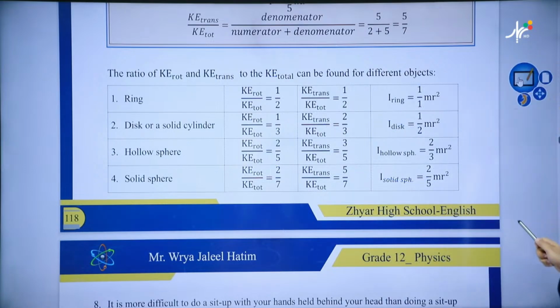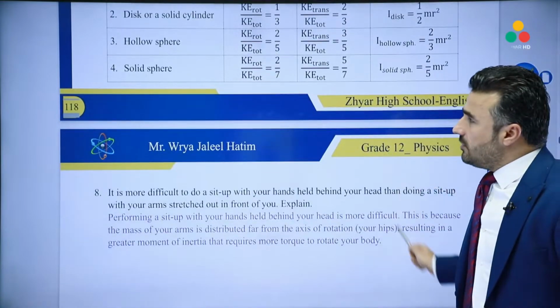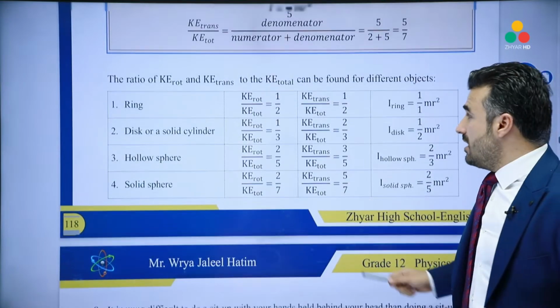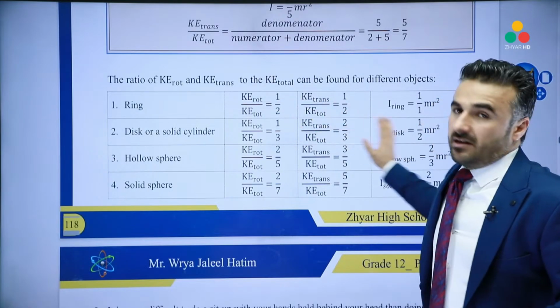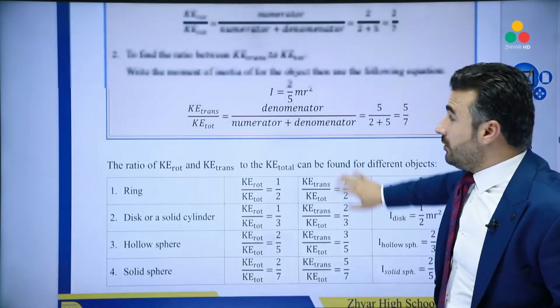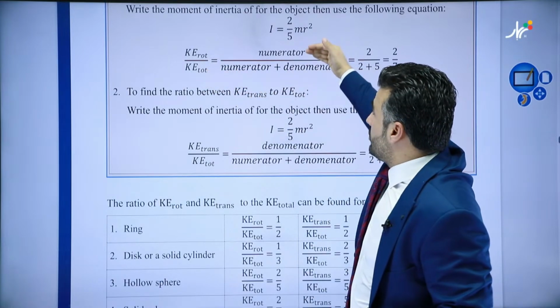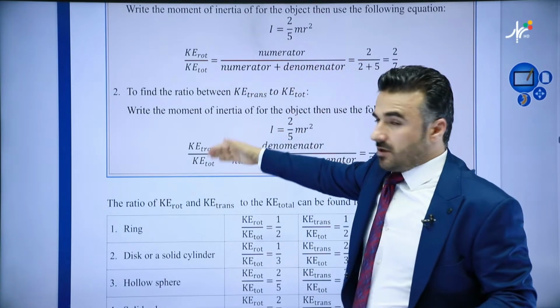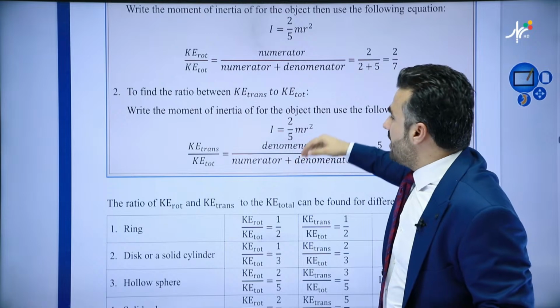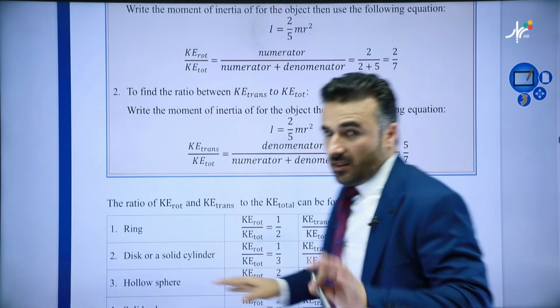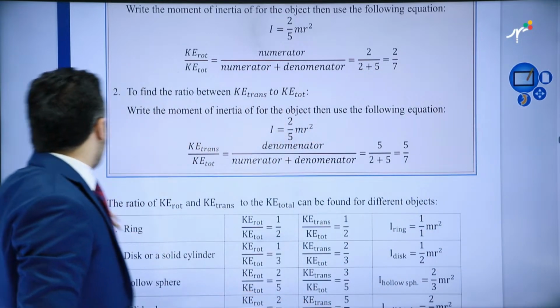So it is true with all the shapes. And if you know the trick or how it is done, then you don't have to memorize any of these. Just remember the rule. For rotation over total, it is numerator over numerator plus denominator. If it is translational to total, it is denominator over numerator plus denominator. And that's all you need to know. All right.